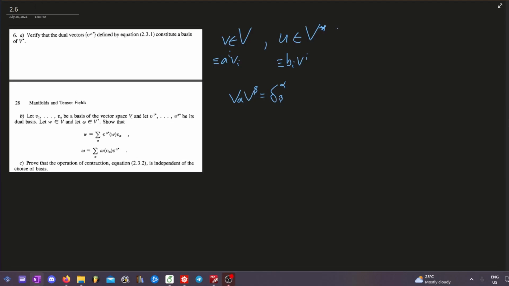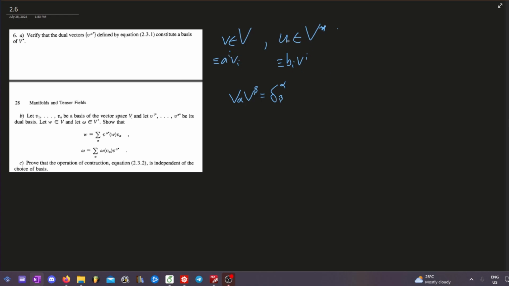Okay, we can go ahead and get started with problem 2.6 from Wald's General Relativity, where he wants us to, in part A, verify that the dual vectors v mu star, as defined by equation 2.3.1, constitute a basis of v star. So the notation I'm going to use is like this. Lowercase v is a vector from the vector space v, and we're going to write them like this, a sum over a constant and basis vectors.